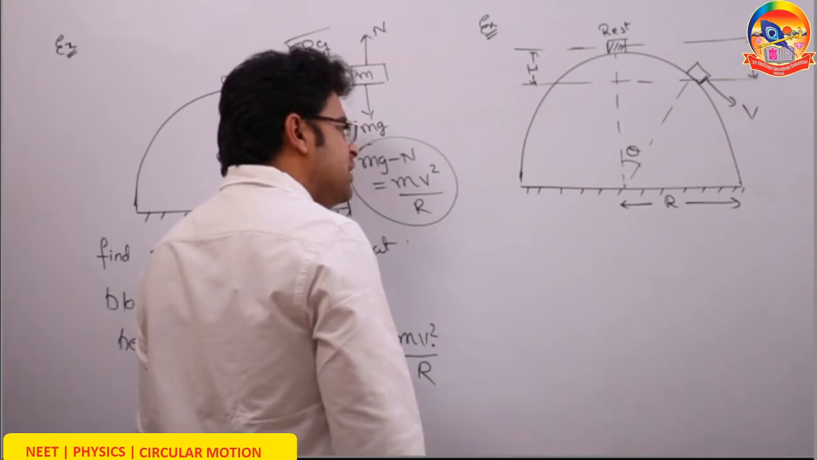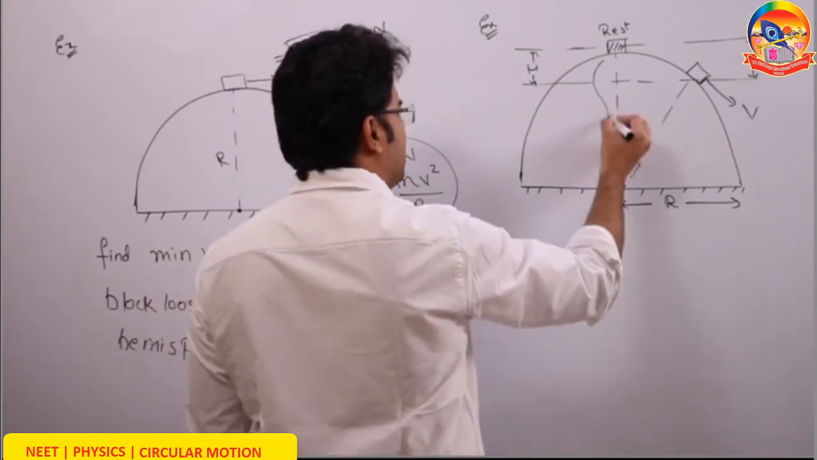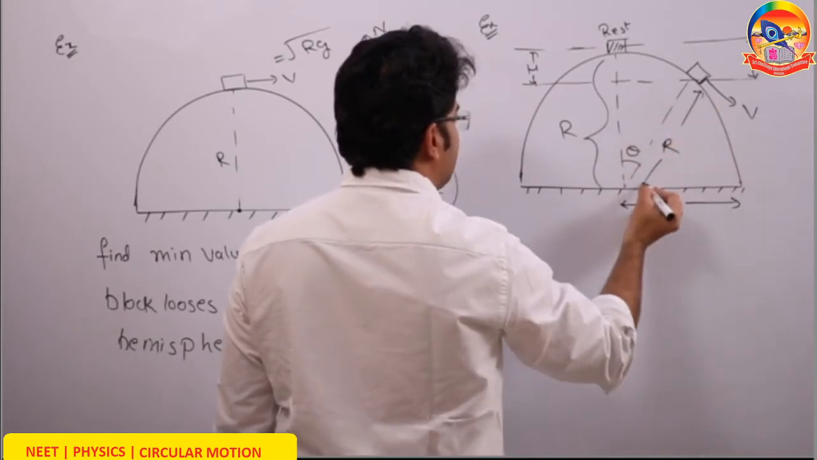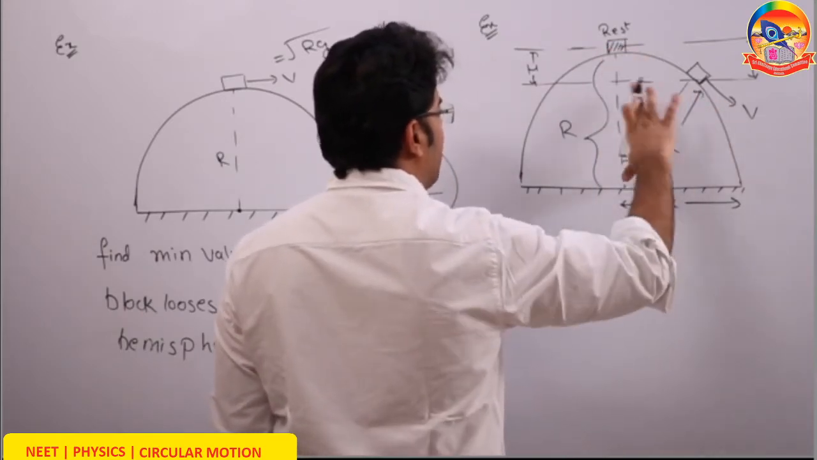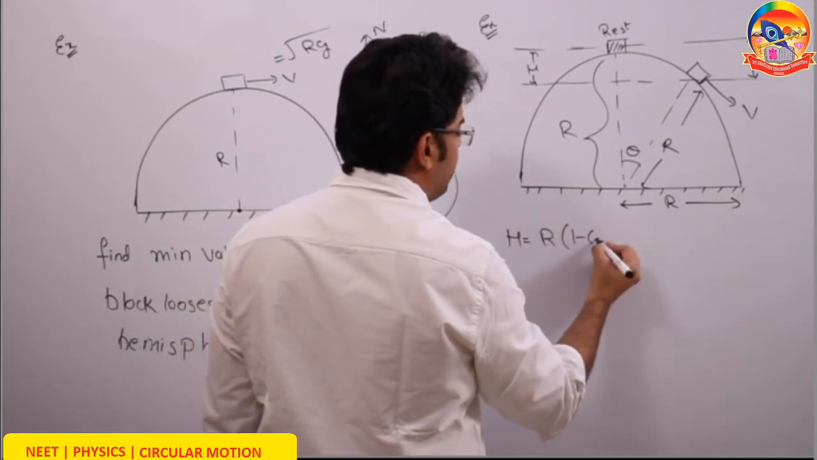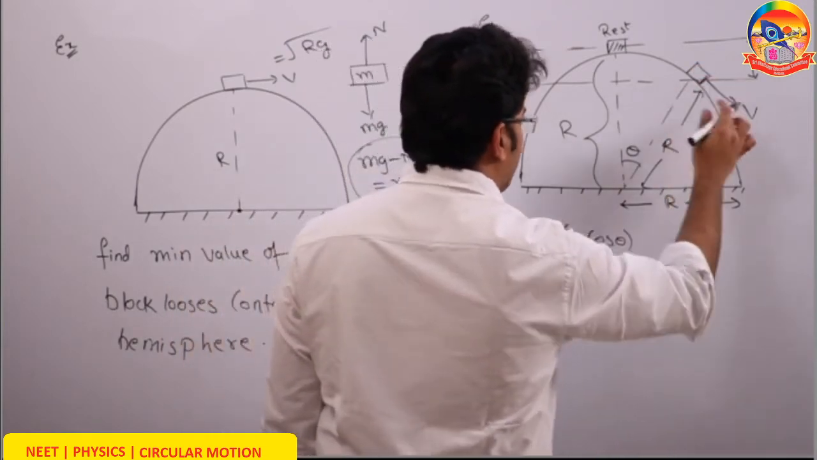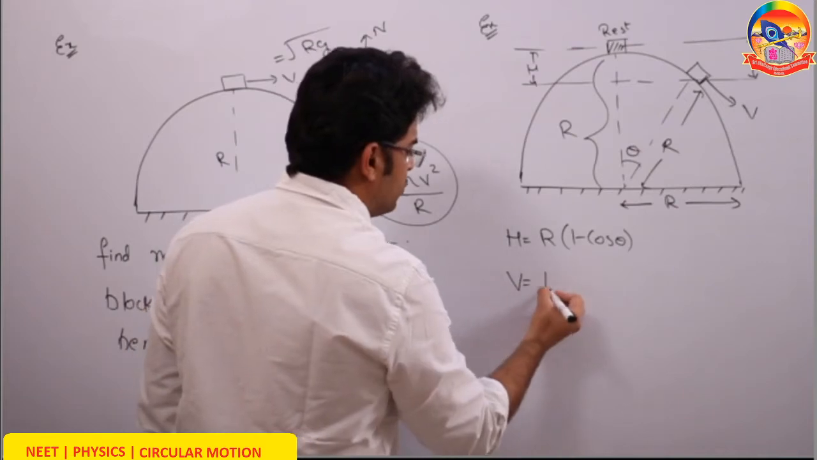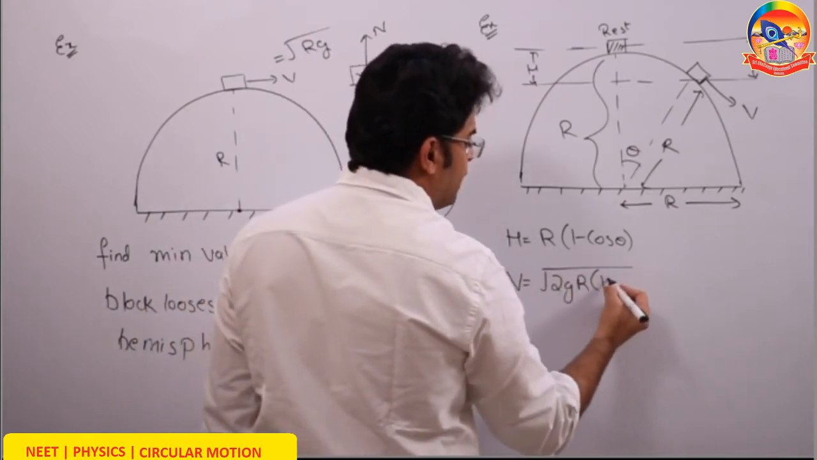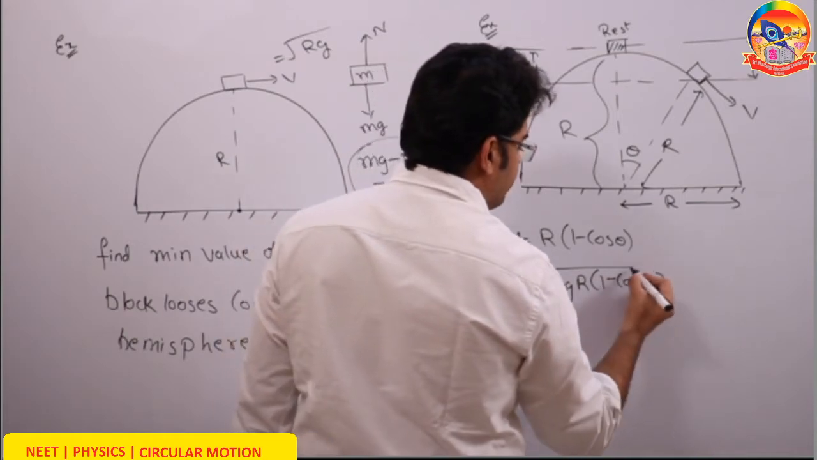How much height has the block descended? This length is r, this length is also r. So the height descended has to be r minus r cos theta, so the height descended is r times 1 minus cos theta. So the speed of the block right here has to be equal to the square root of 2gh, and h you can write as r times 1 minus cos theta.